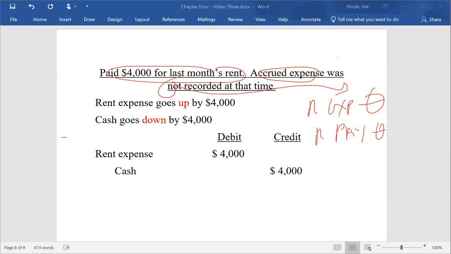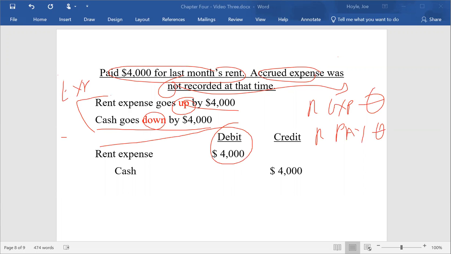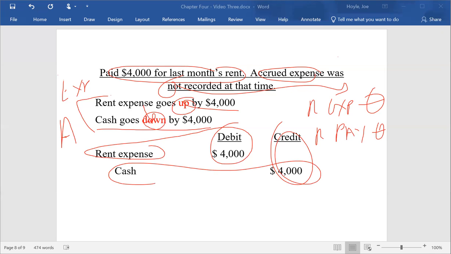So what happens then? Well, since the rent expense has not been recorded, it should go up by $4,000. The cash is being paid, so it will go down by $4,000. That's what actually took place. Rent expense, of course, is an expense. Expenses increase with debits. Cash is an asset. It is going down. Assets decrease with a credit. That's the journal entry we have for that case.